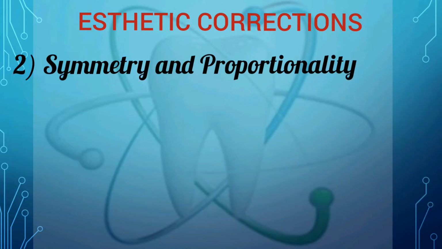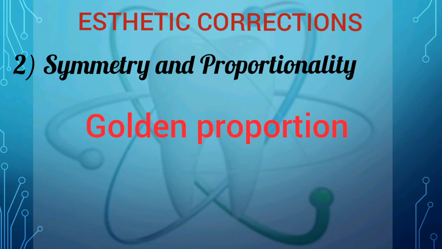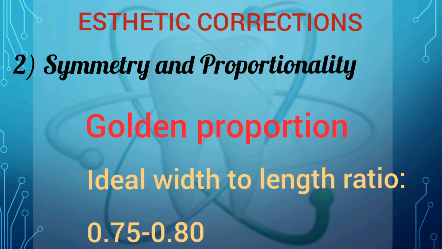So, the next one is symmetry and proportionality. The anterior teeth must be in a proper proportion to one another to achieve maximum aesthetics. The proportionality of the maxillary anterior teeth involves the concept of the golden proportion. In simple terms, when viewed from the front, it is considered to be aesthetically pleasing if each tooth in that smile is approximately 60% of the size of the tooth immediately mesial to it. An accepted theorem maintains that the ideal width to length ratio should be 0.75 to 0.80.